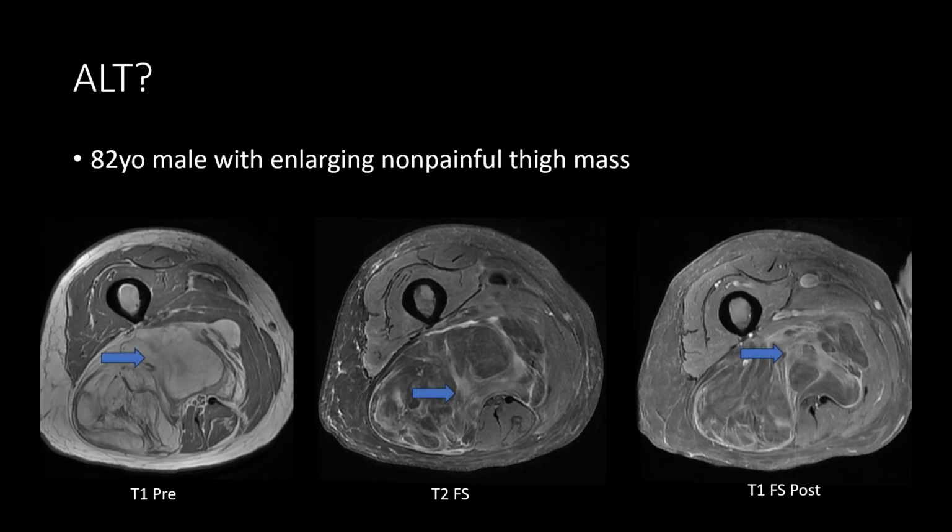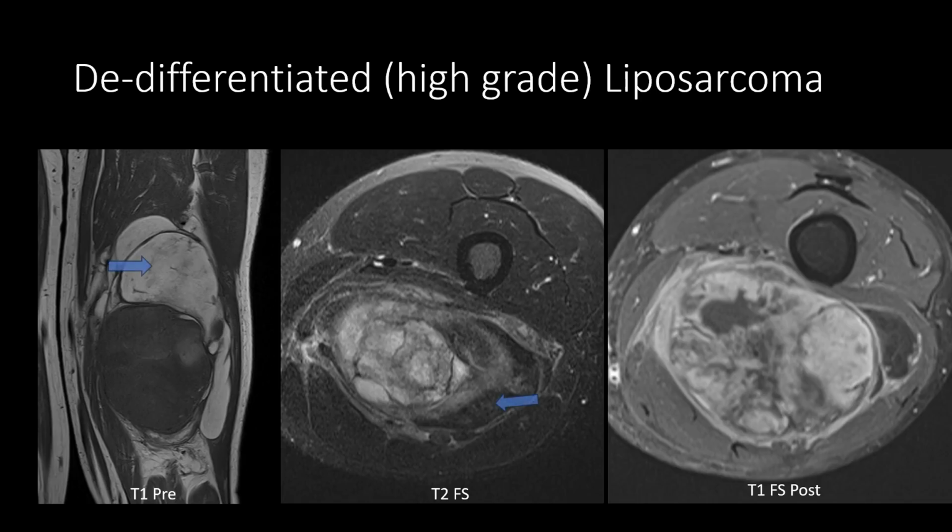And then this one shouldn't be a mystery. This is clearly a well-differentiated liposarcoma, very thick septations, areas of enhancement. I don't think anybody's going to call this a simple lipoma.